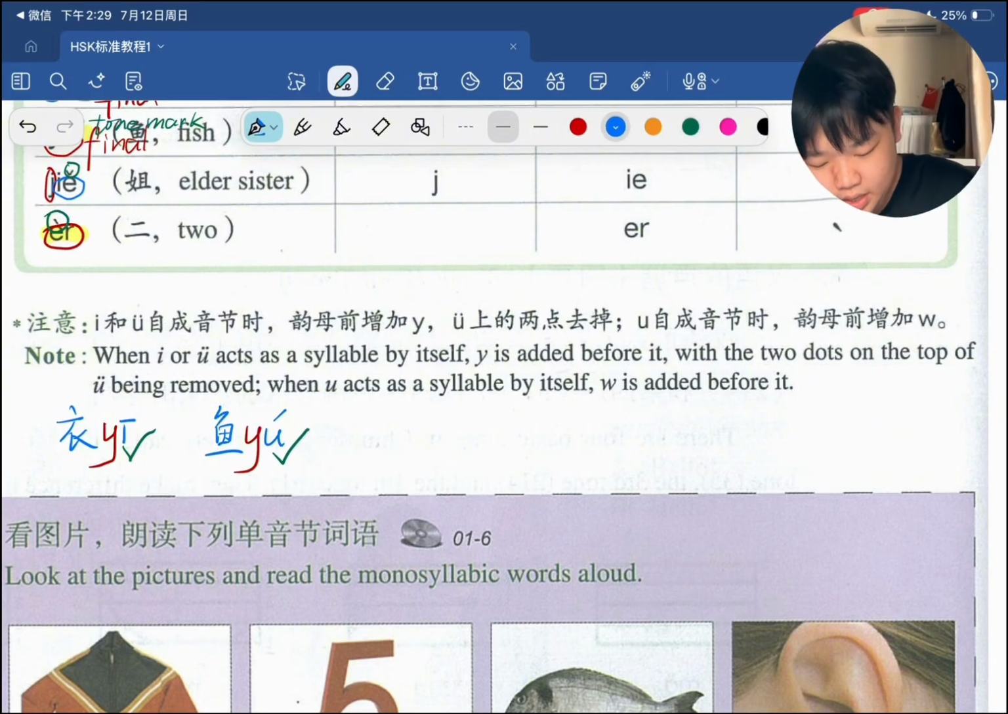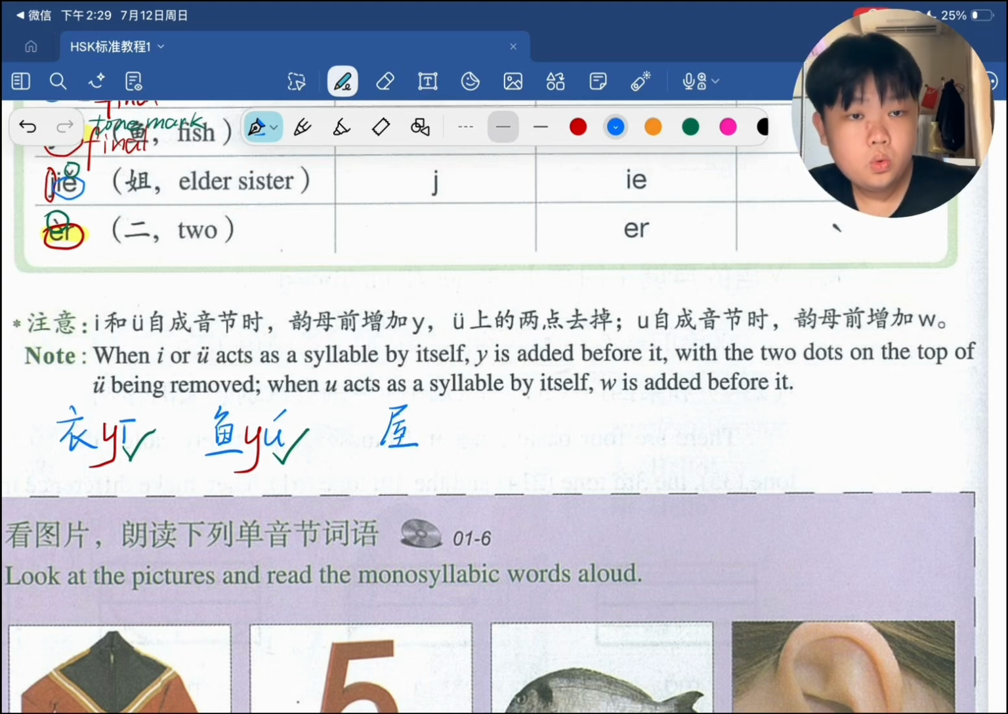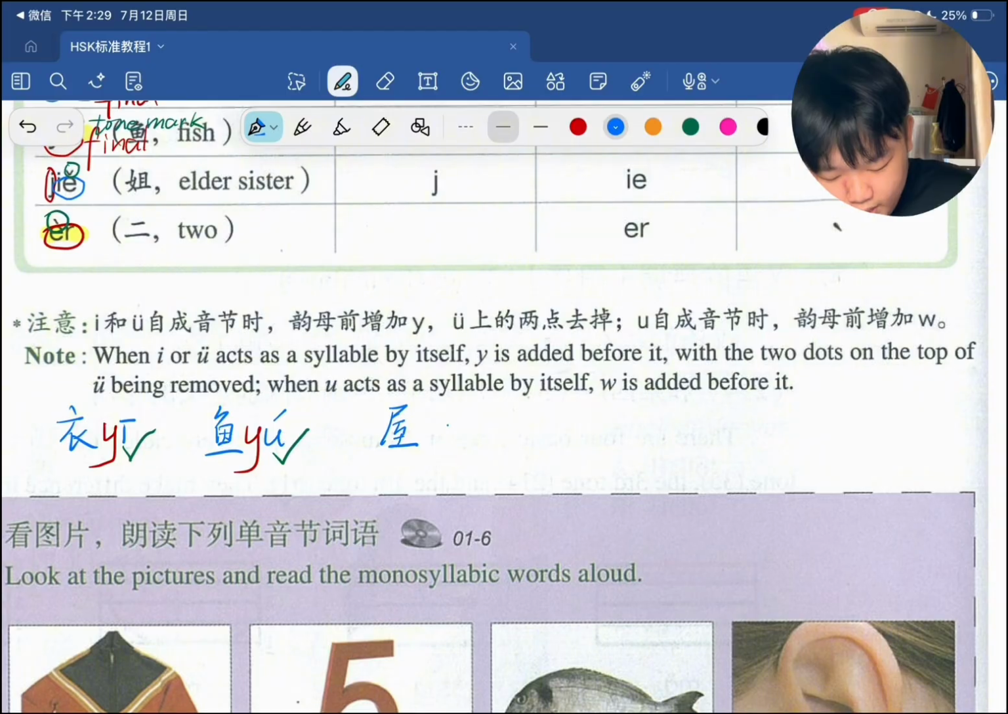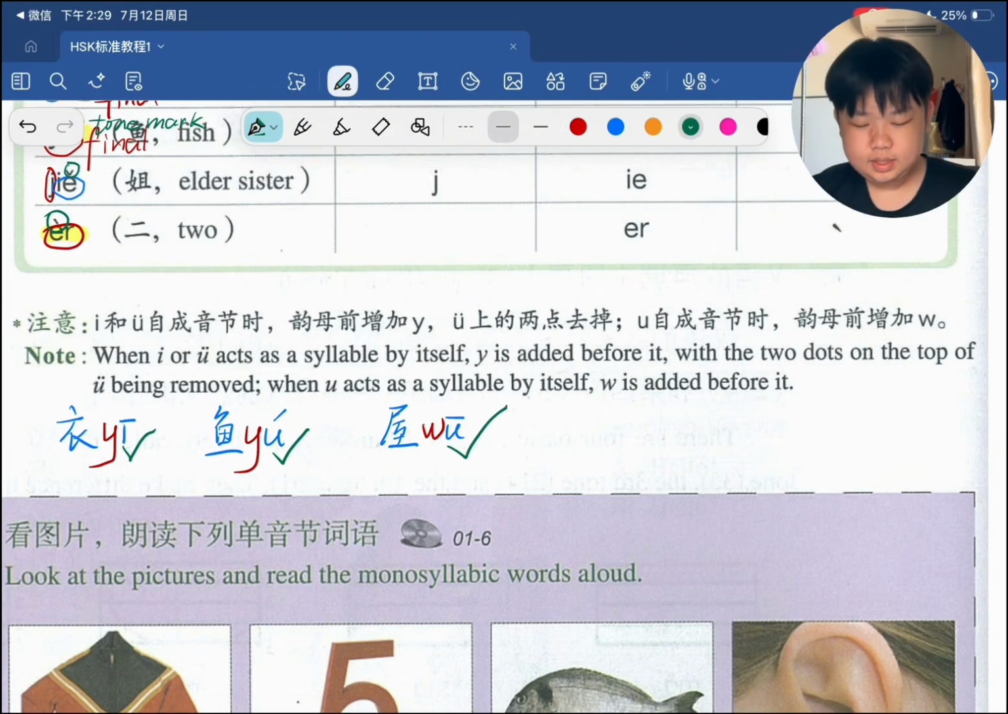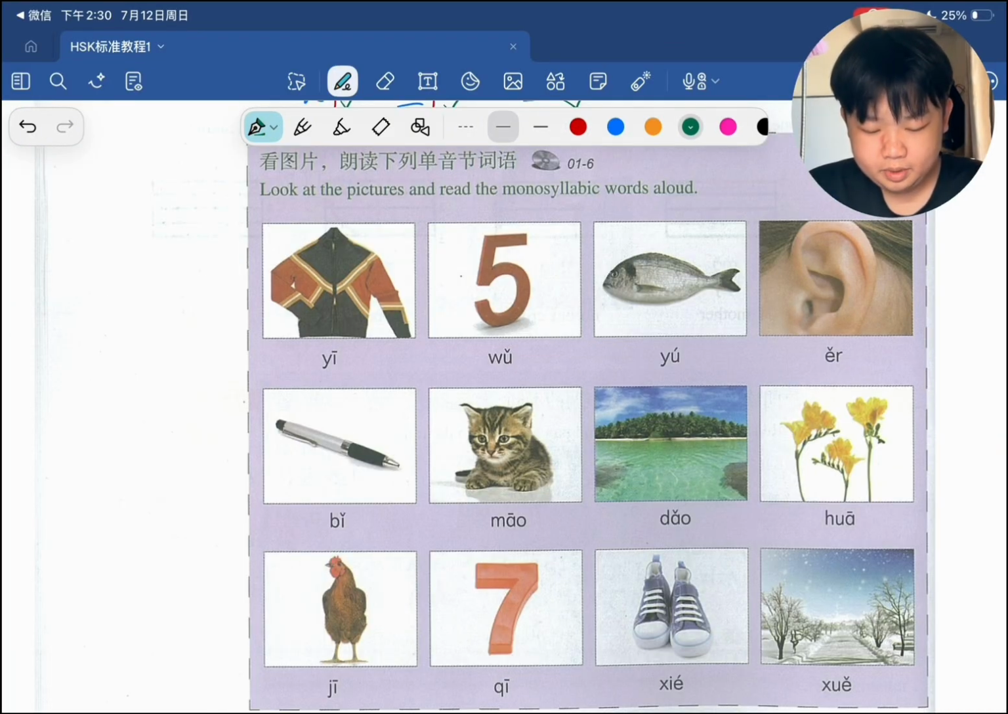And when u acts as a syllable by itself, w is added before it. What does it mean? This Chinese character is called wu. It means the house. So you can't just write it down as u. That's wrong. You have to add a w before it. That is correct. Look at the pictures and read the monosyllabic words aloud.